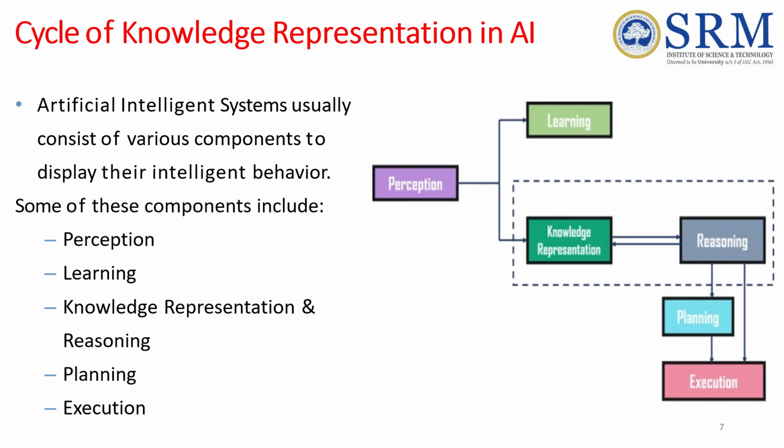These are the step by step procedure. The diagram especially shows the information that can be perceived, learned from, represented as knowledge, reasoned over, used to plan action, and finally executed. So first we'll be seeing about the perception.